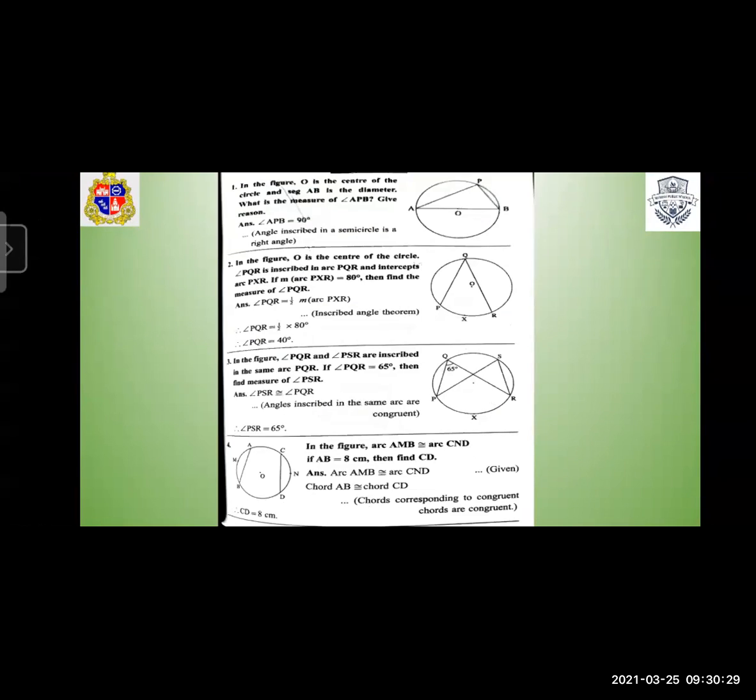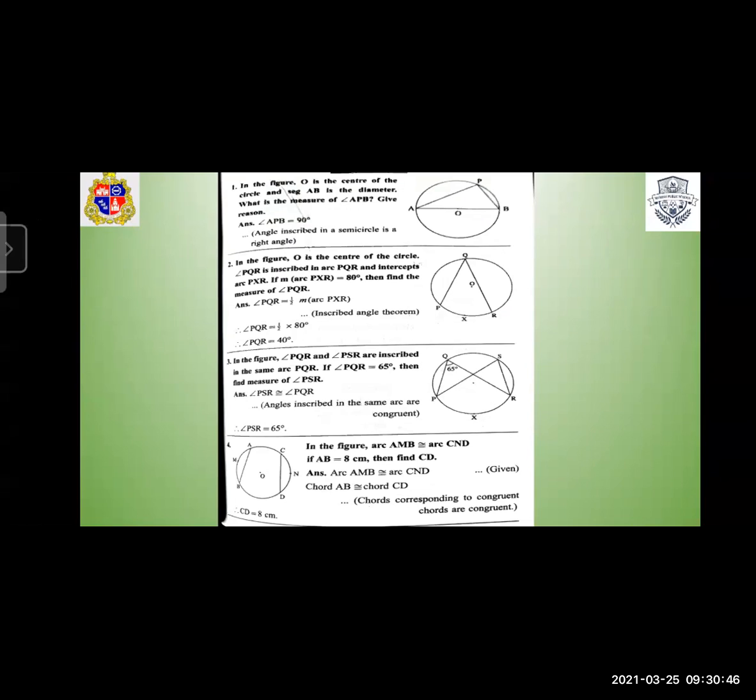In the figure, O is the center of the circle, AB is the diameter. What is the measure of triangle APB? So give the reason: APB is inscribed on the circle, then it is always equal to 90 degrees. Triangle inscribed in a semicircle is a right angle triangle is the correct answer.